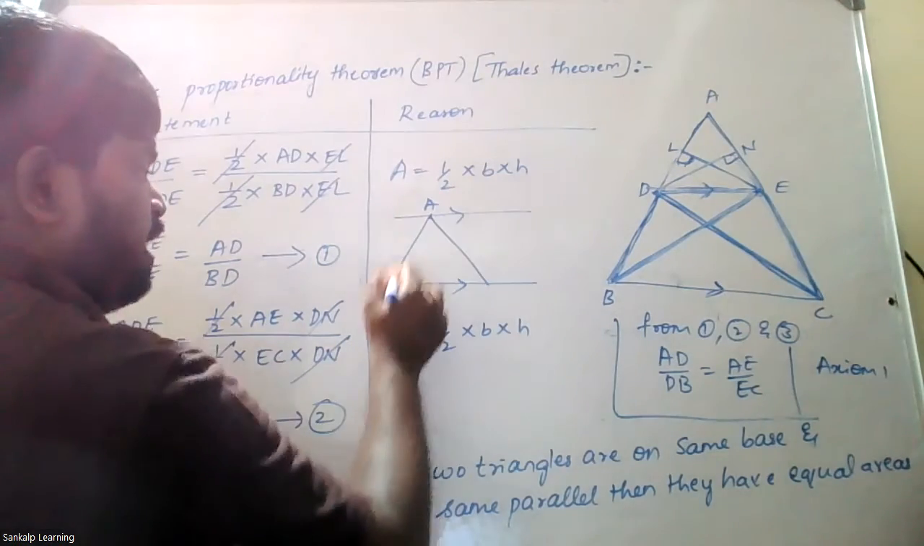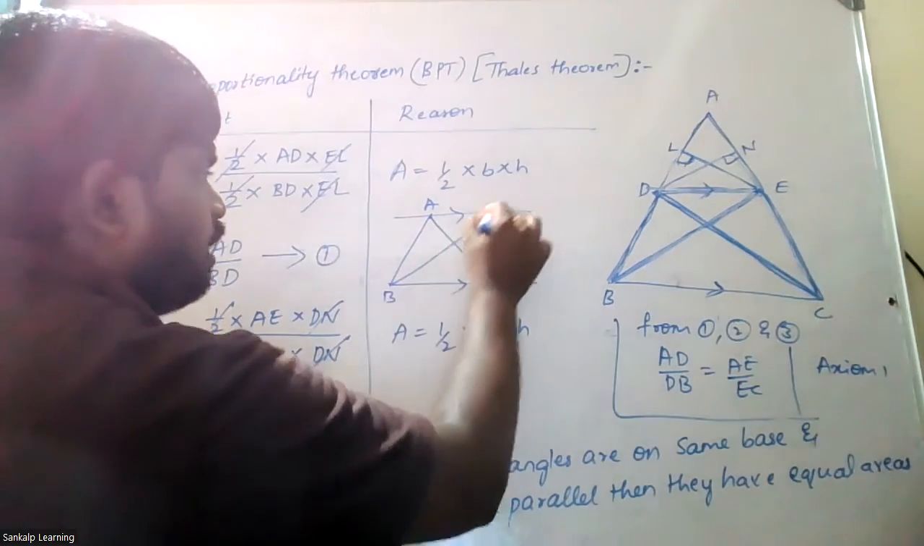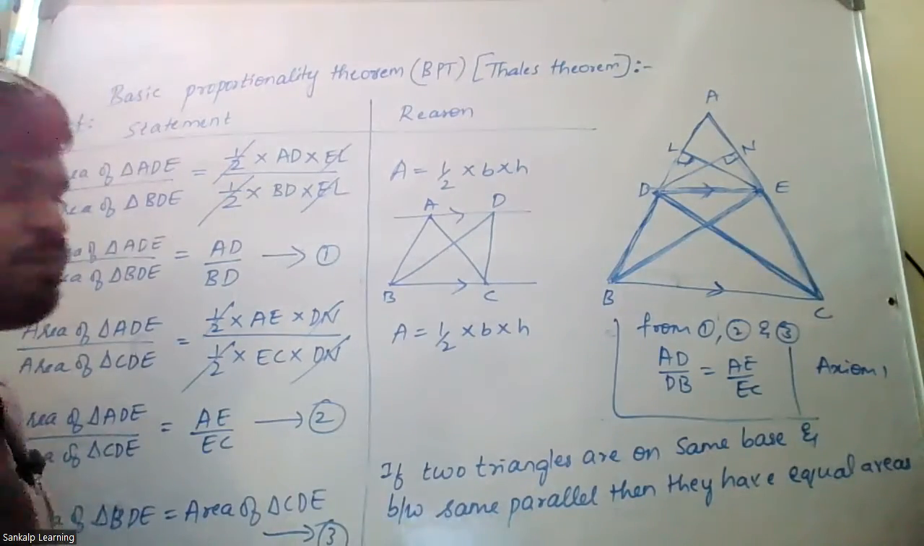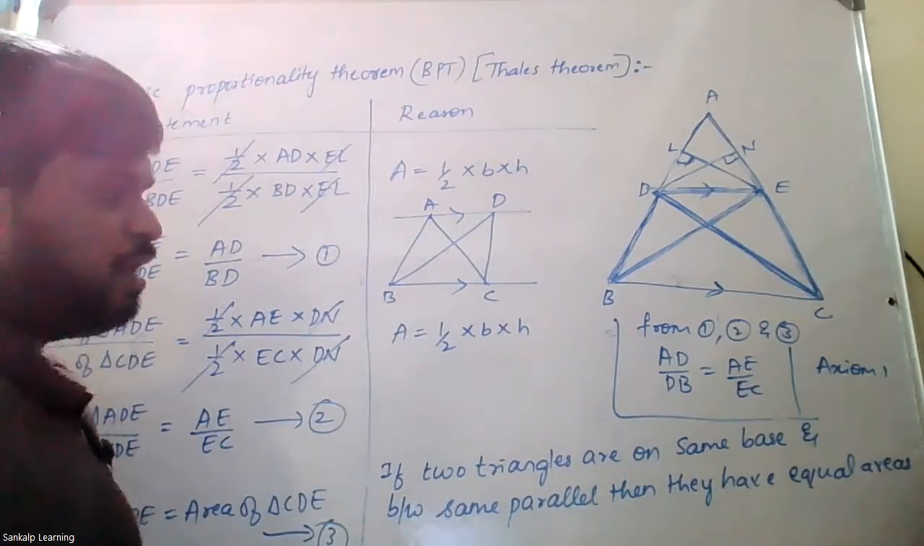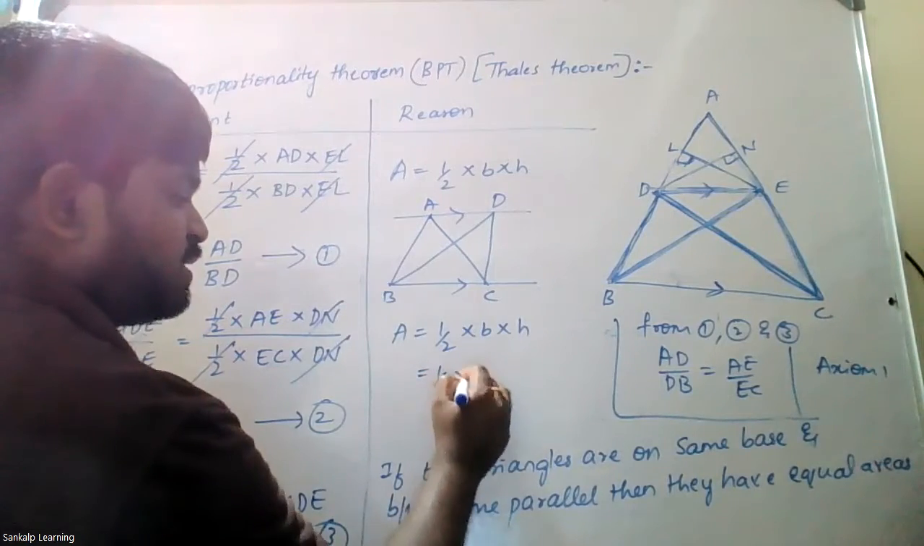Let me name it as A, B, C. Let me take another triangle D, B, C. Okay. Now let me calculate the area. Area of triangle will be half into base into height.